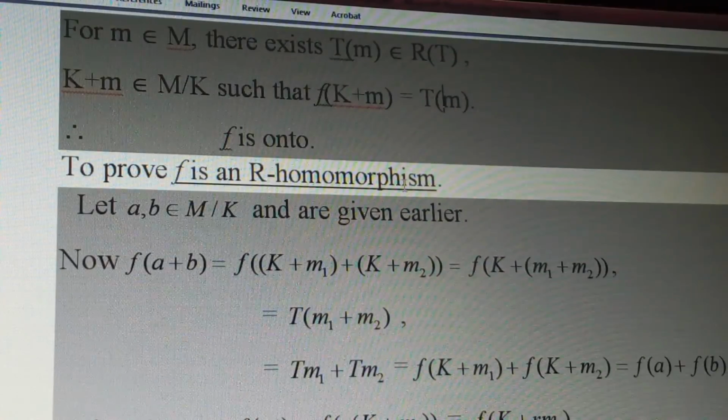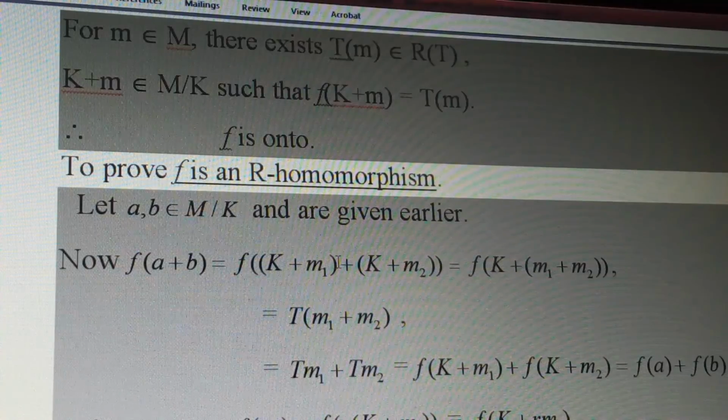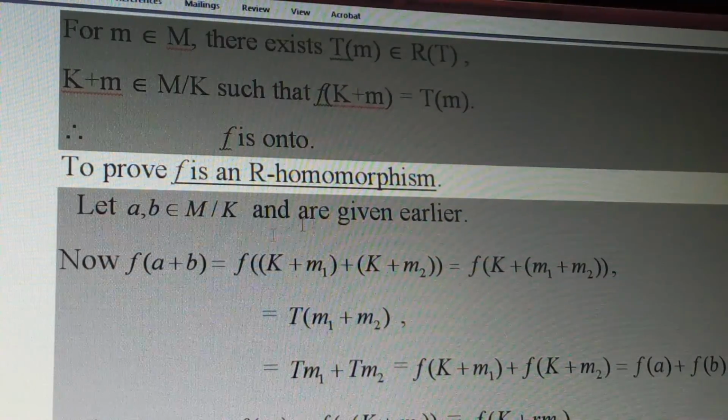Next, to prove f is a homomorphism, homomorphism means two conditions. The first condition is f(a + b), where a and b are elements of the quotient module.